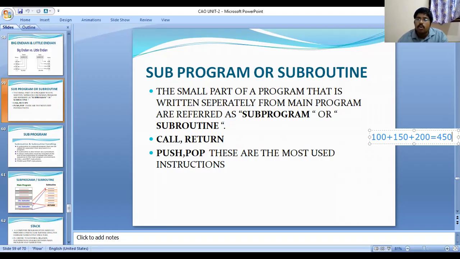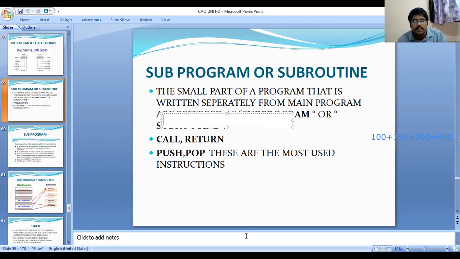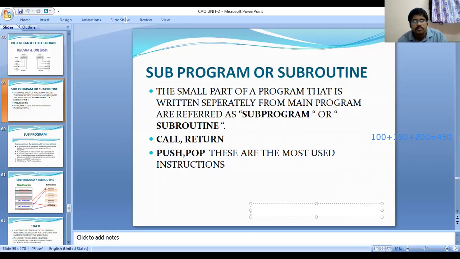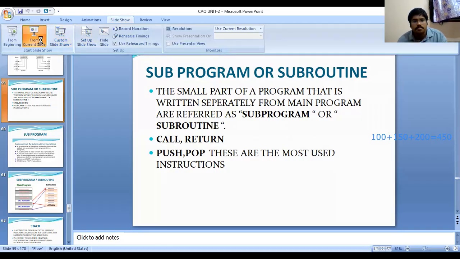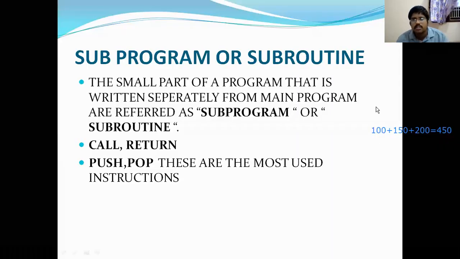In order to overcome this, I haven't produced any slideshow now. Wait, slideshow, one minute. Slideshow I have to show now, from current slide. Yeah, you forgot to do that.